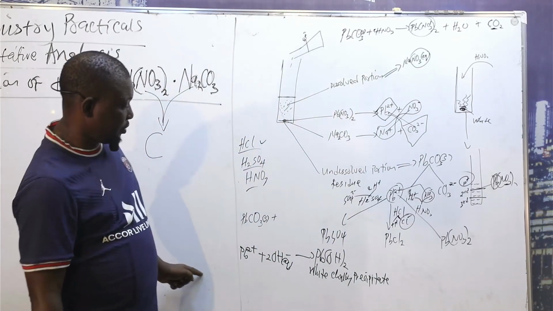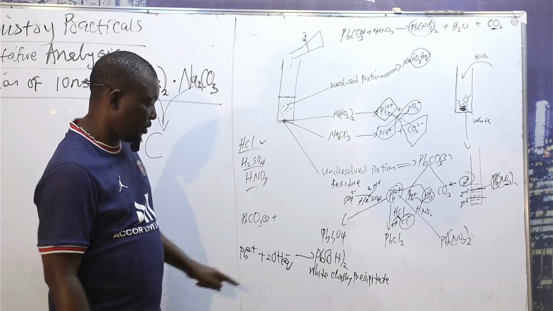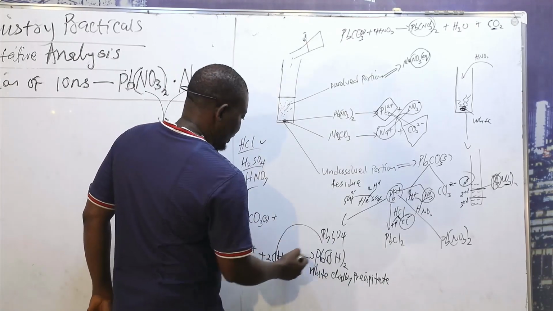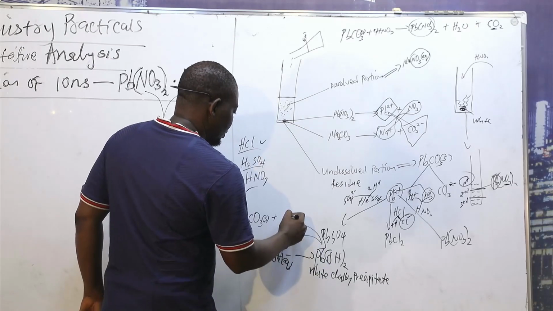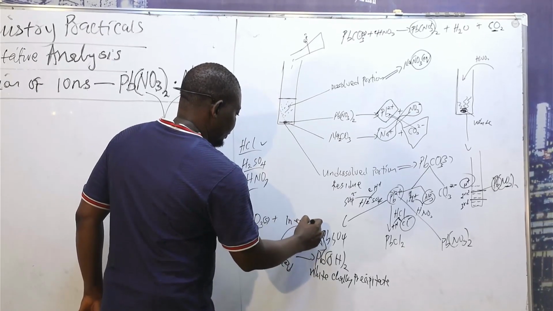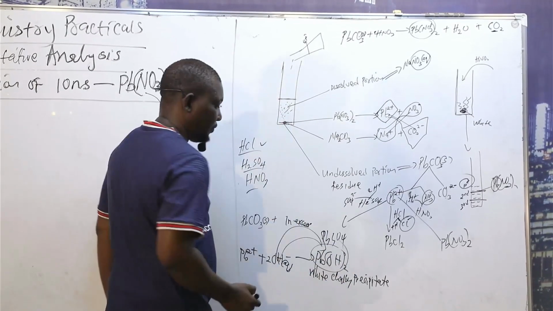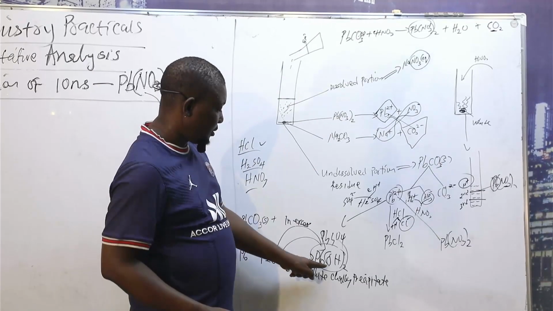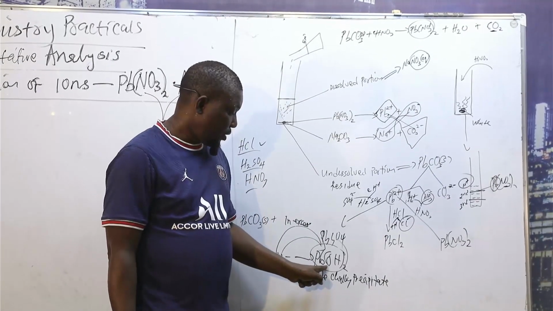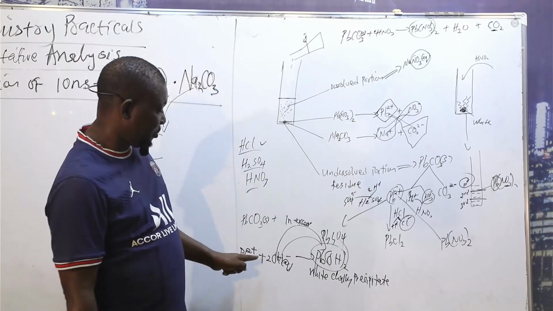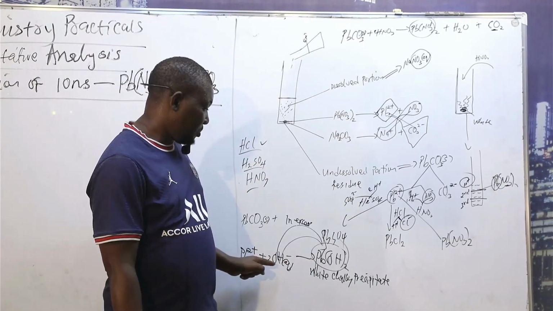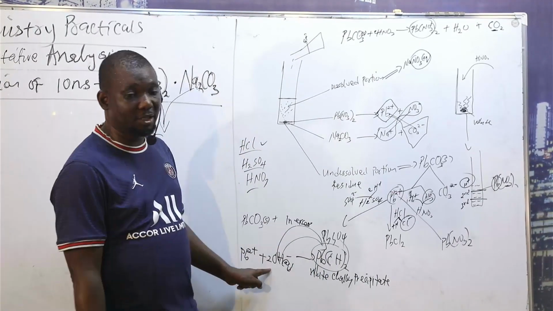But when you add the reagent in excess, because lead hydroxide is amphoteric, it dissolves. So the precipitate becomes soluble in excess of the reagent.